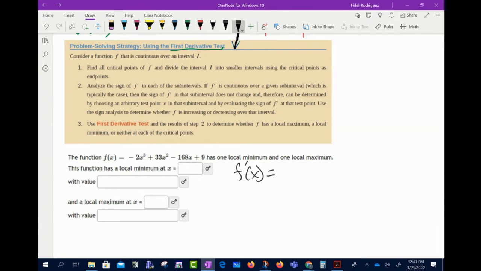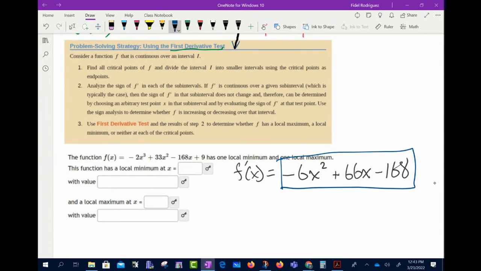What's the derivative of negative 2x to the third? Negative 6x squared. The derivative of 33x squared is 66x, okay, and the derivative of a negative 168x is a negative 168. Okay. And then the derivative of 9 is 0, so we're not going to split that part. Okay, we'll get there.